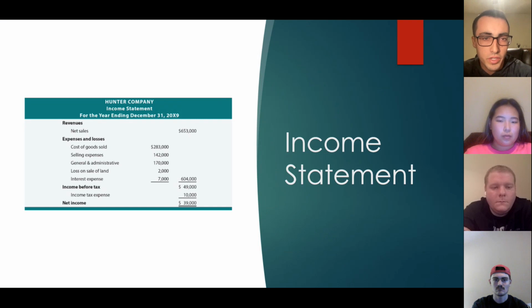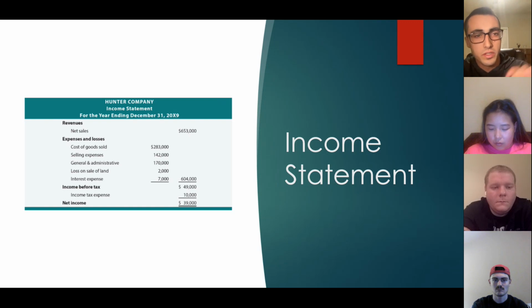And then here's a picture of an income statement. So as you can see, you have the revenue up top, and then you subtract all your expenses and your losses, whatever they may be. And then you subtract your taxes from it. And so it's kind of an expense. But then once you get all of your expenses and taxes out of the way, then you see how much money you made in profit.